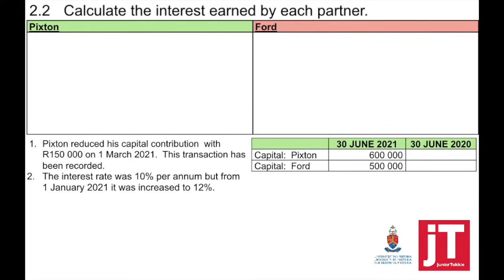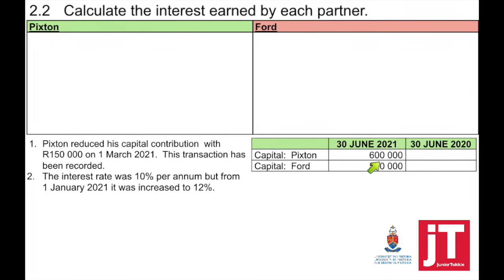Looking at question 2.2, calculate the interest earned by each partner. If we look at calculating interest, interest is always calculated on the capital balances. It is very important to always take note that the partner increase or decrease their capital during the year and has it been recorded or not. Pixton reduced his capital on the 1st of March 2021. This transaction has been recorded.